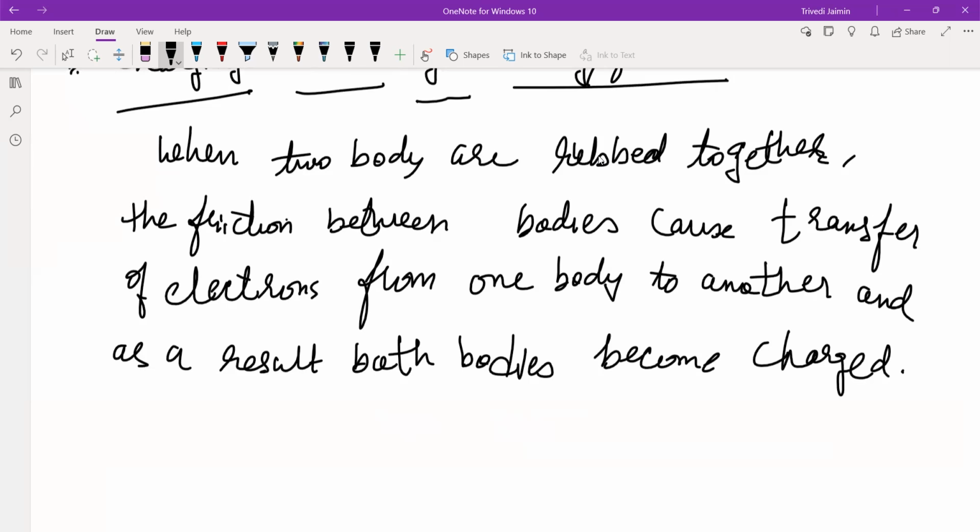So the condition here is, the body which loses will be something, and the body which gains will be something. What is that something? Yes, say.